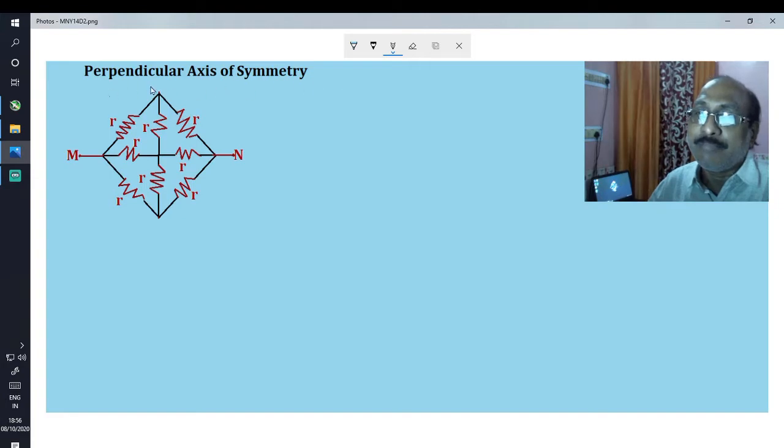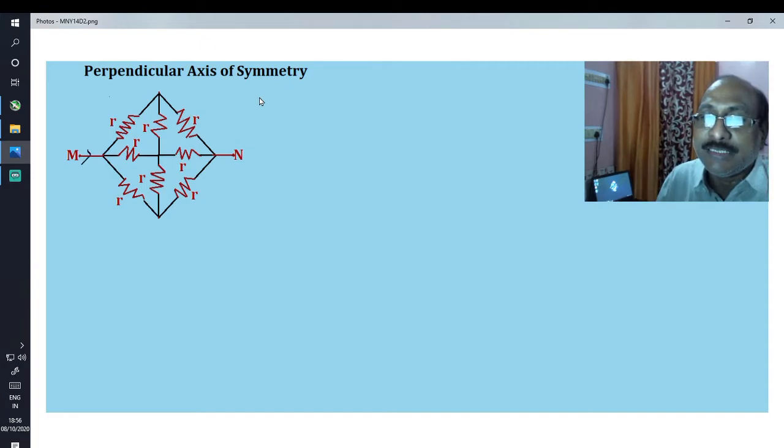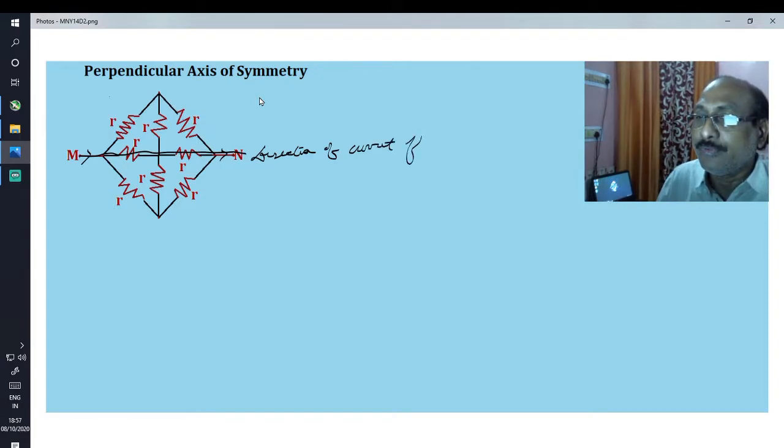How will you get the perpendicular axis of symmetry? Let us try to understand this one, and how we will apply it in getting the solution of this circuit. Okay, let us start. If we consider current is entering at the point M and leaving at the point M, then current is flowing along the line M. Therefore, this is the direction of current flow.